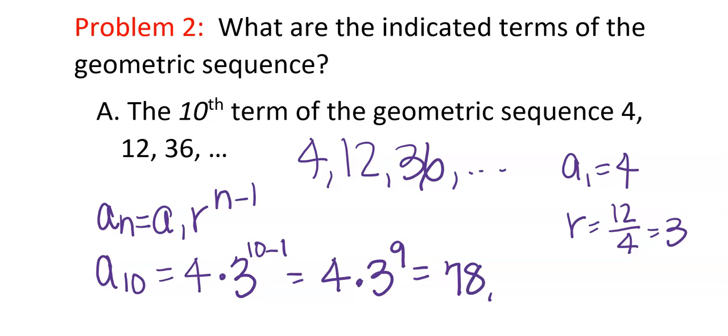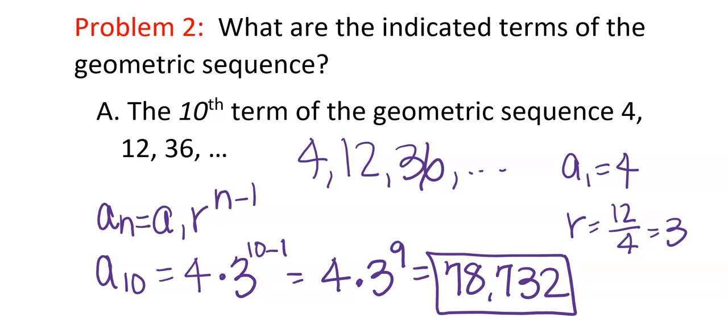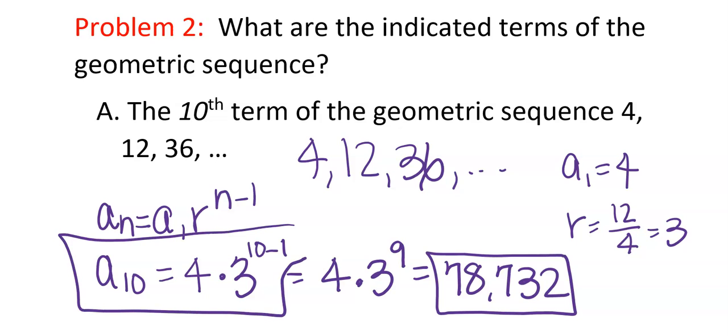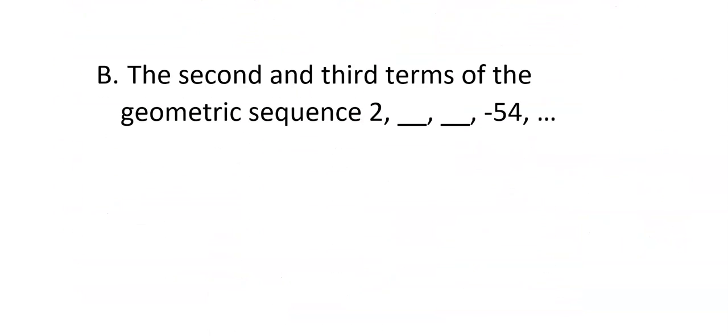$78,732. Now for these, I do want your formula with stuff plugged in as well as your answer. You can just do the common ratio kind of in your head. You don't have to show that unless it helps and that you want to.